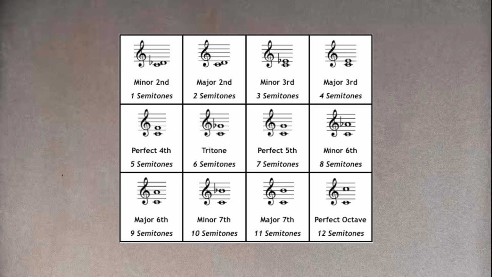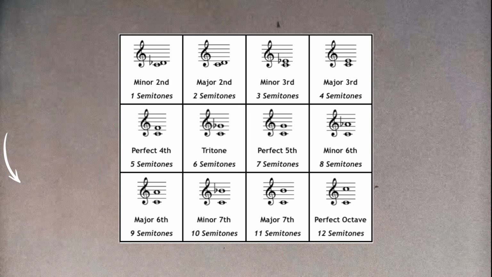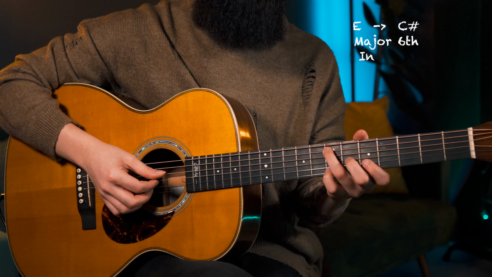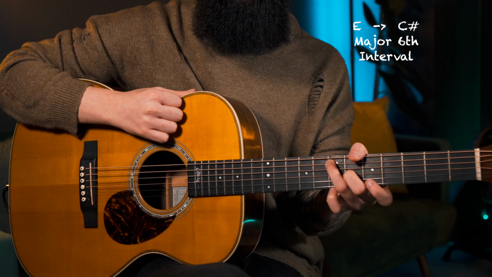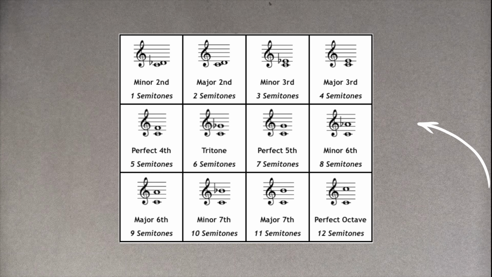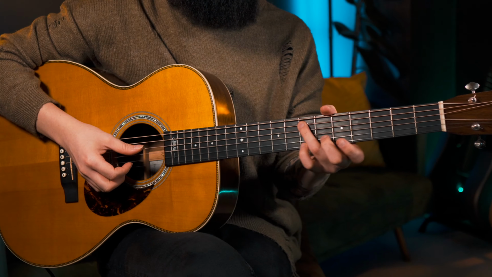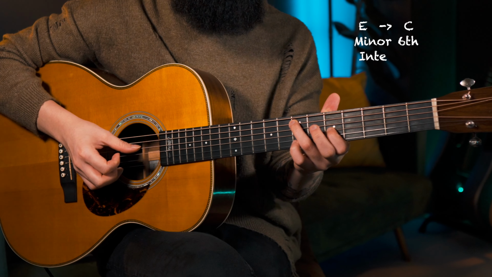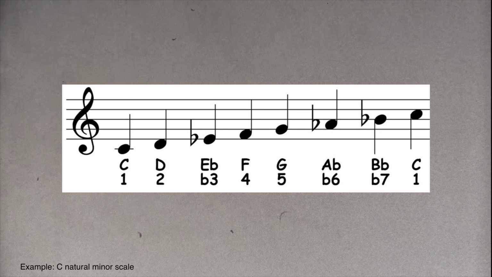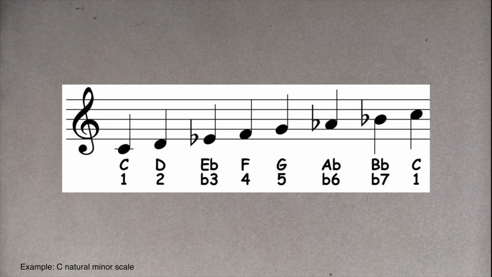The major 6th interval is made by 4.5 steps, which means starting from the note E, you will find the major 6th being the note C sharp. The minor 6th interval is instead 4 whole steps, so starting from the note E, you will find the note C, creating this interval. Now, any natural minor scale has a flat 3, a flat 6 and a flat 7, meaning a minor 3rd, a minor 6th and a minor 7th degree.